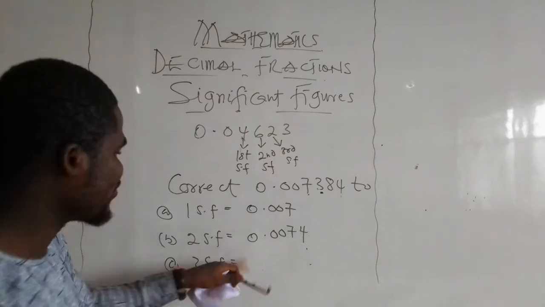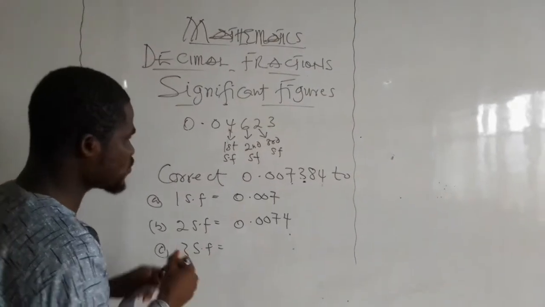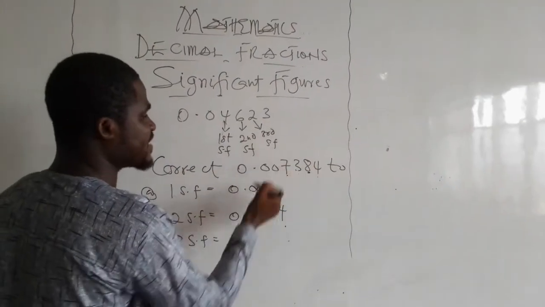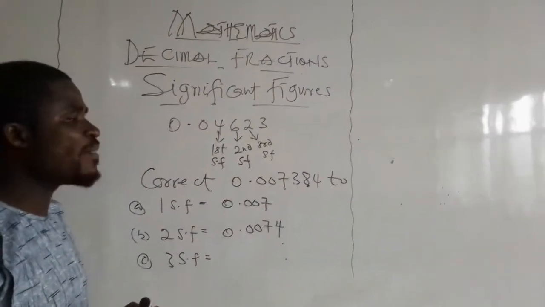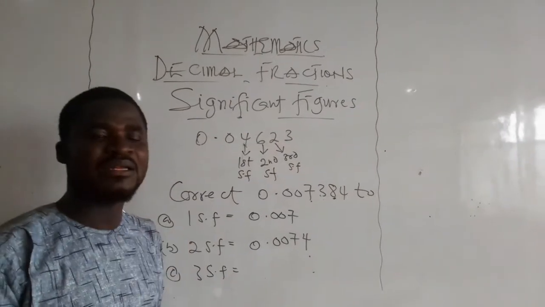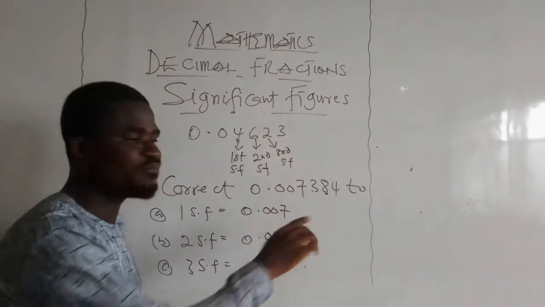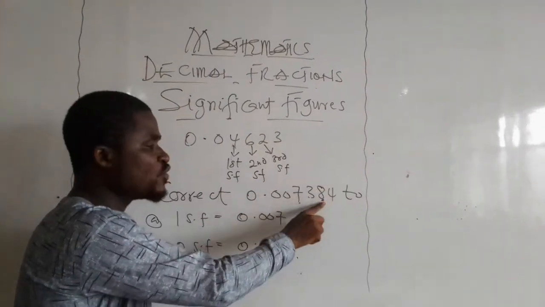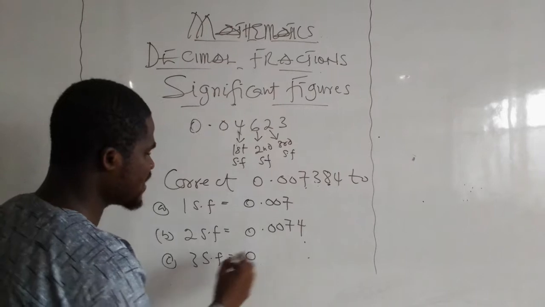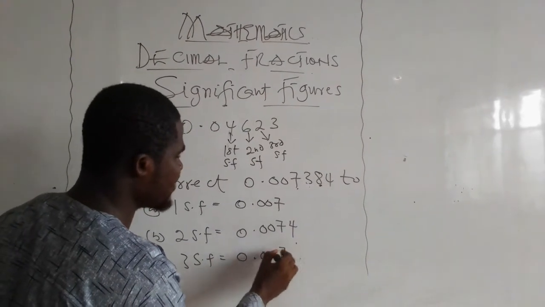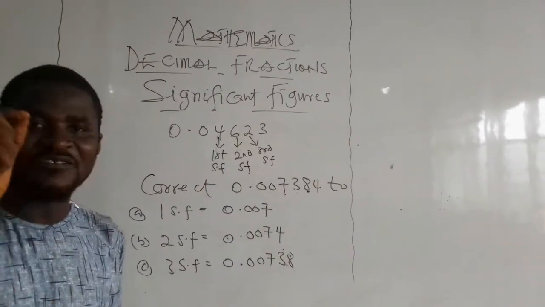Good. Now let's do the last one. My third SF will be the 8. First, second, third. Look at the last number. The last number is a running down number. We do running down numbers from 0 to 4. So because it's less than 5, the 4 here is less than 5, I will not add anything to the 8. So I'll write my 3, which will be 0.00738 as my 3 significant figures.